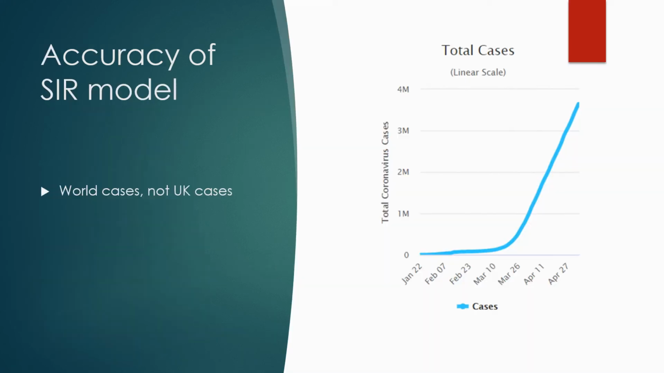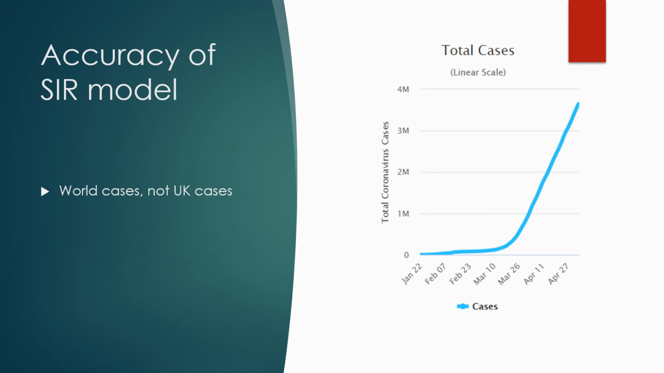Now we're going to look at the accuracy of the SIR model. We're going to look at the case count for coronavirus in the UK up to April the 27th, as this closely mirrors the first proportion of the SIR model. So the total case count is pretty much the same as the number of infected people. So the rate of change, dI/dt, is the number of new people getting infected minus the number of people becoming recovered.